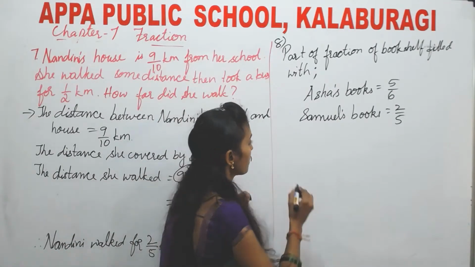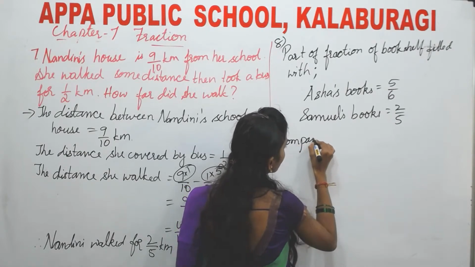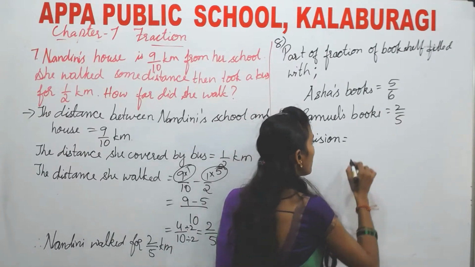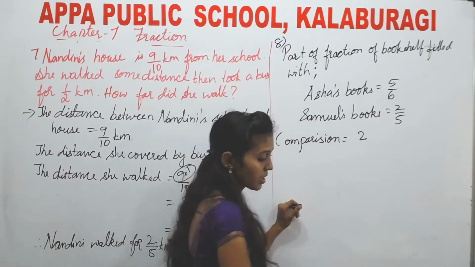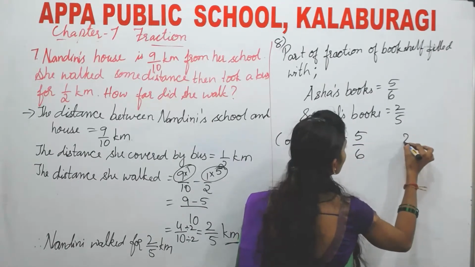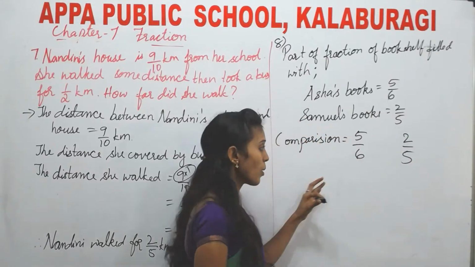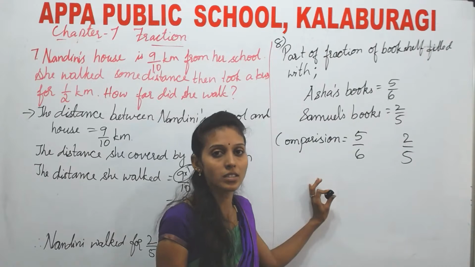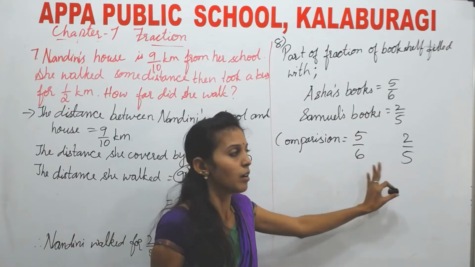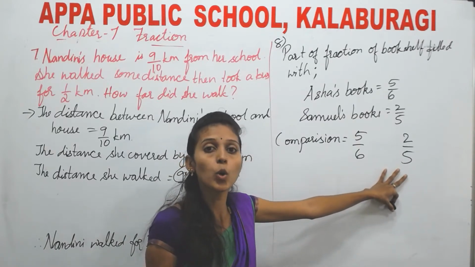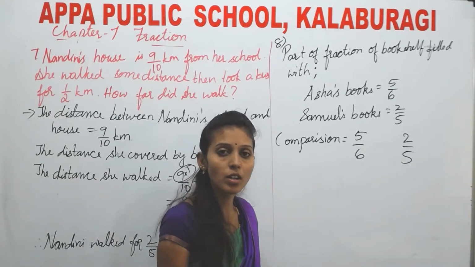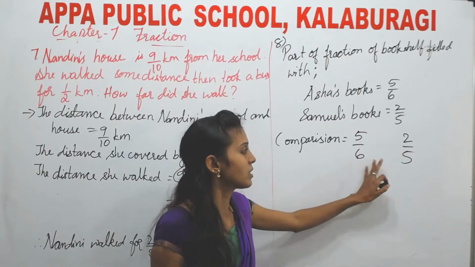So now comparison. To say who's filled more, we have to compare it. To compare, we need the same denominator, but here the denominators are different: 5 by 6, 2 by 5. Then make the denominators the same. How? LCM method. Both are different and both are co-prime, so the LCM is the product of both the numbers, 30. 6 5s are 30.